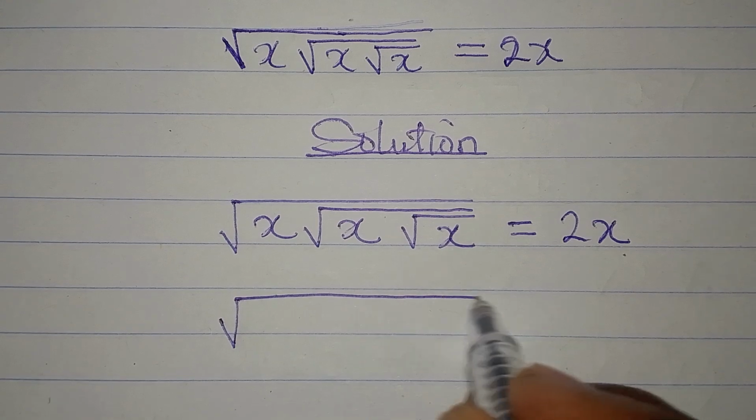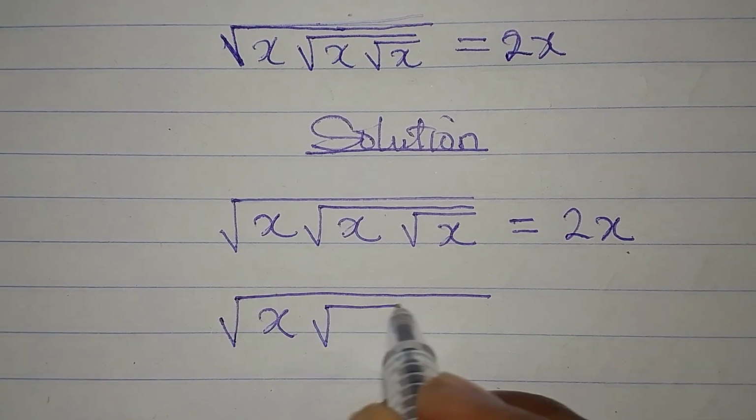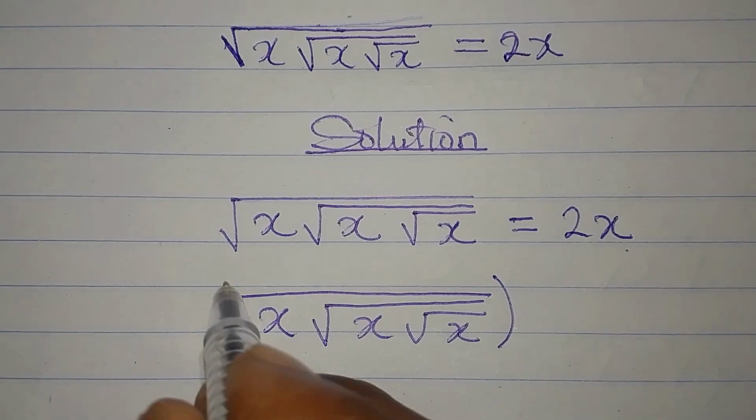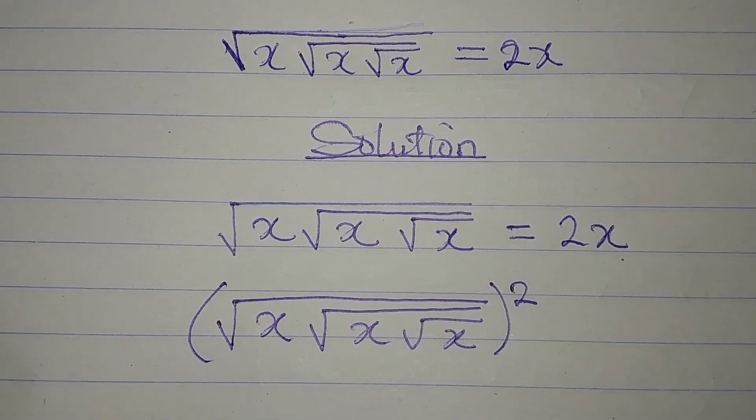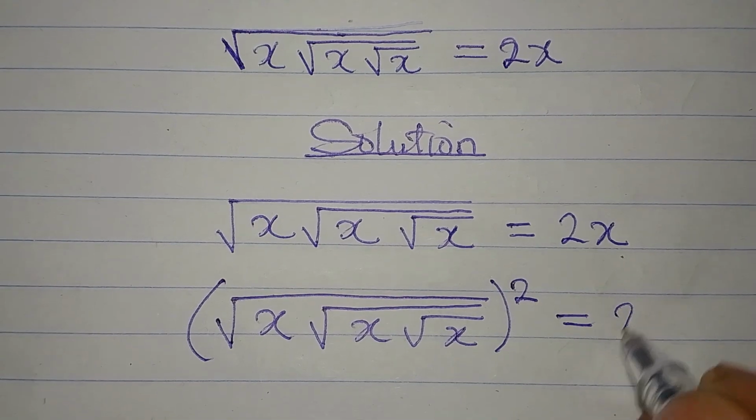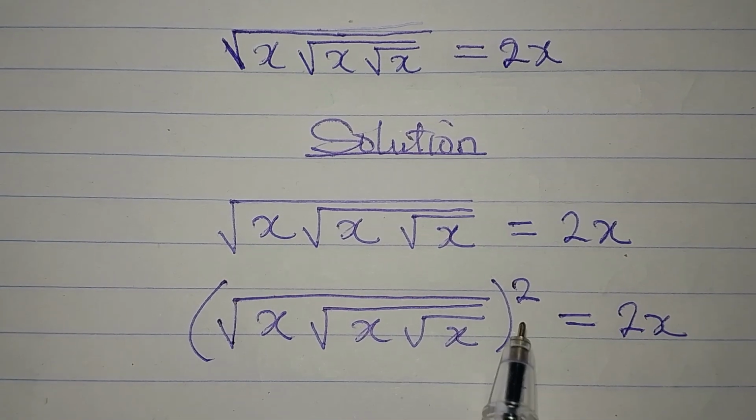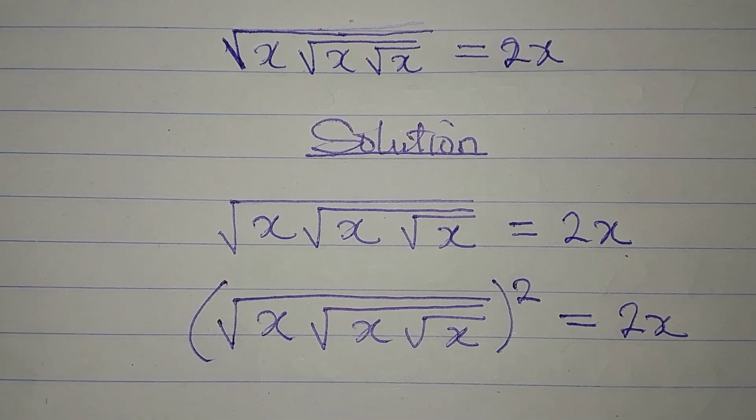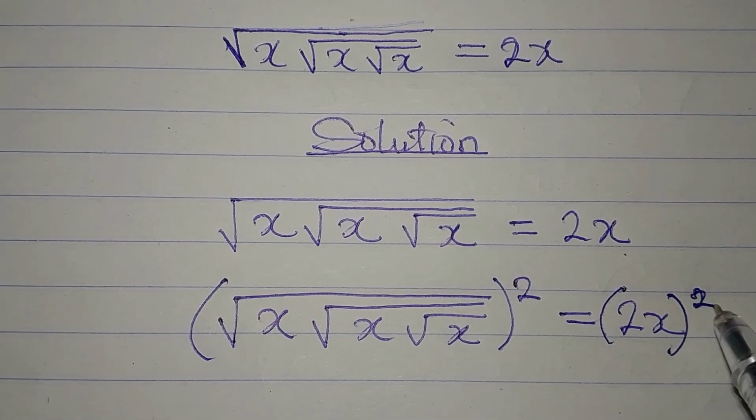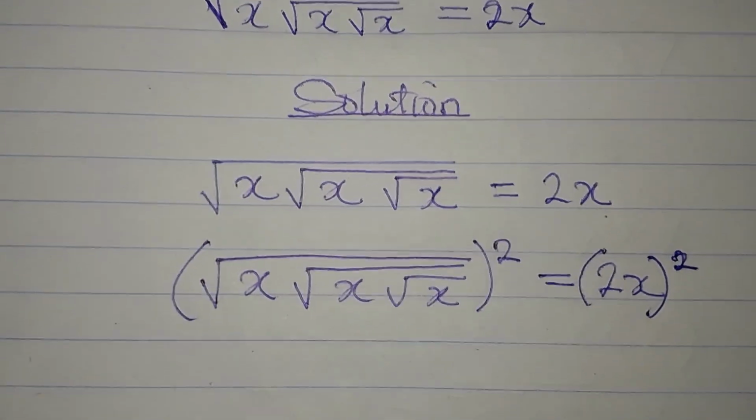Remember, to remove the square roots, we'll have to square. Okay, we have to square to remove the square root. So this is equal to 2x. See what we introduced to the left hand side, it has to reflect on the right hand side.